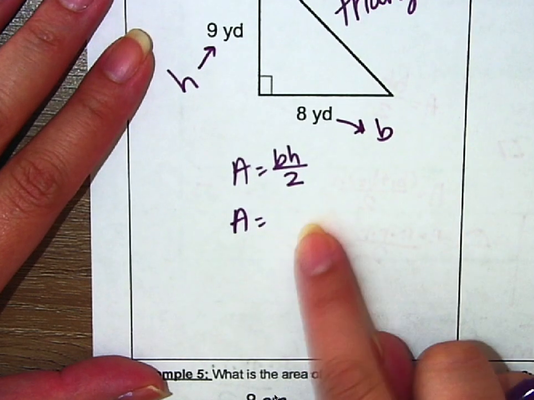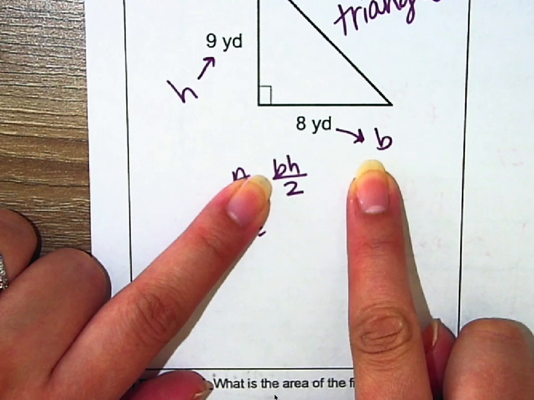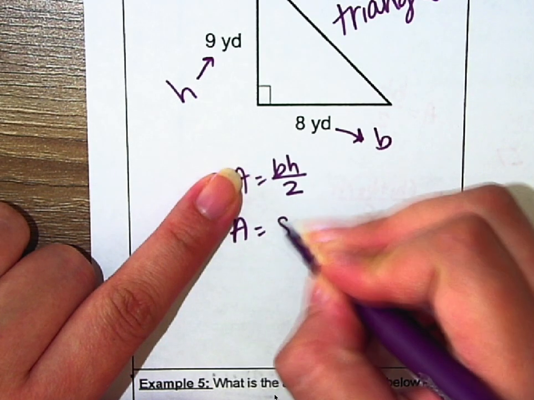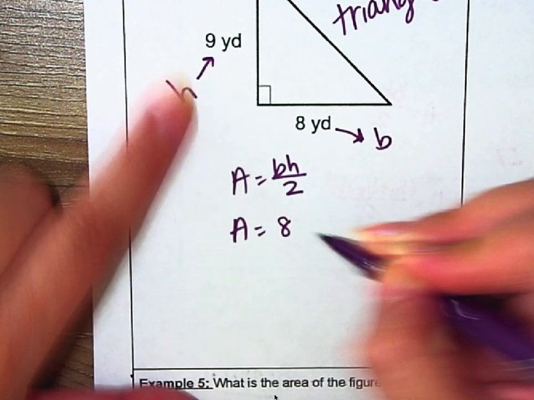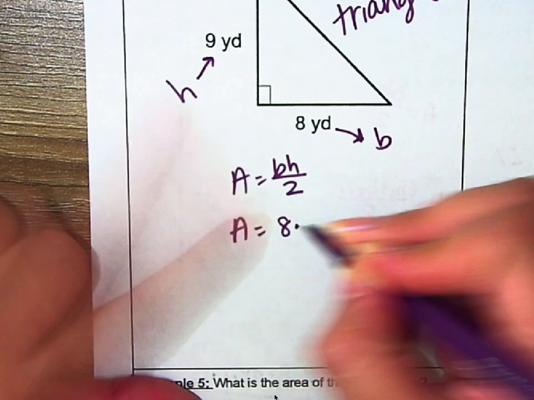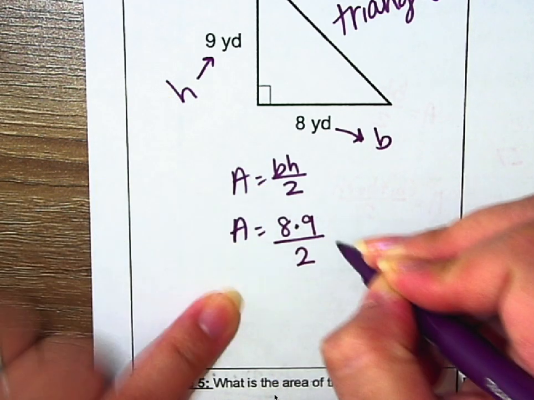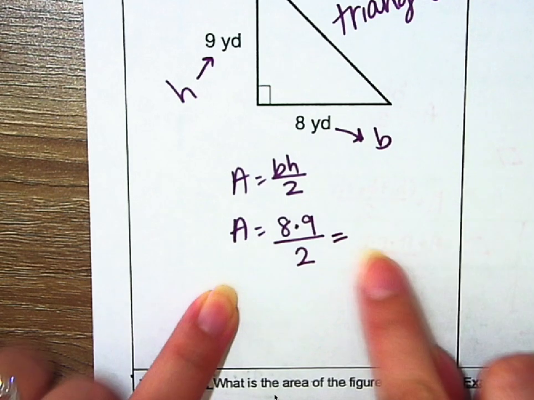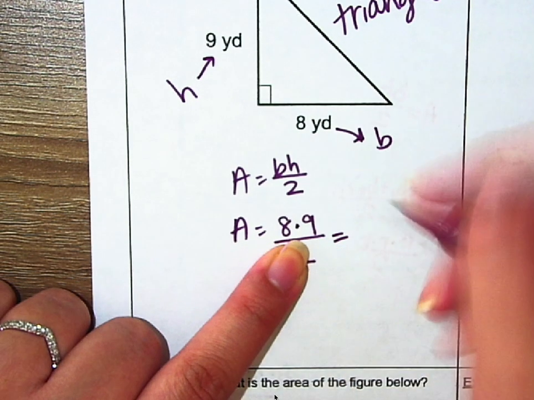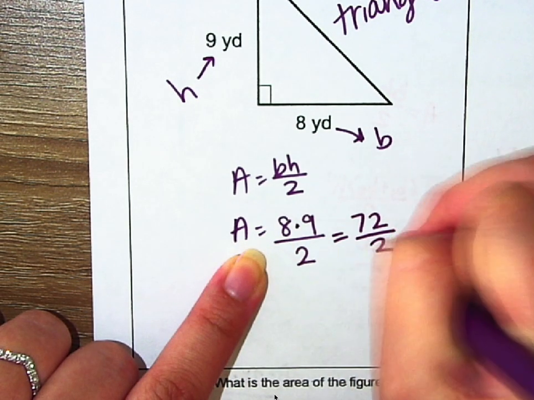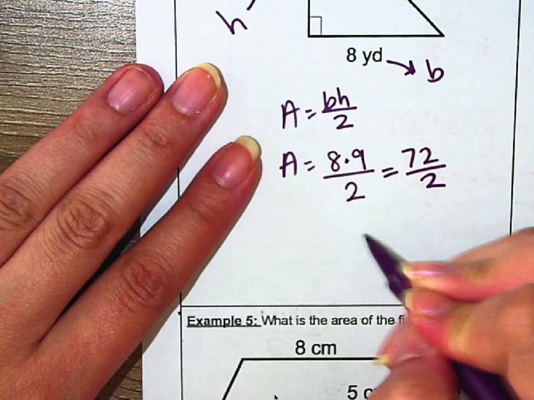So I'm gonna go ahead and plug in my numbers. I know what my base is. It's going to be 8, and then times height, which is 9, and then divided by 2. Okay, so let's go ahead and do that math. 8 times 9 is 72, divided by 2. I'm going to do the math on the bottom here.